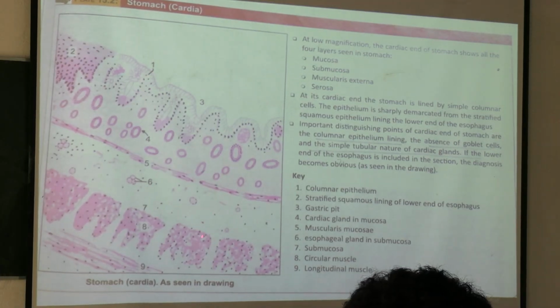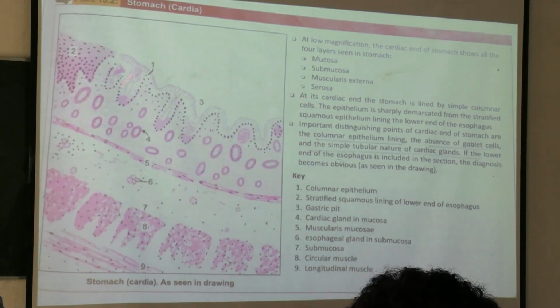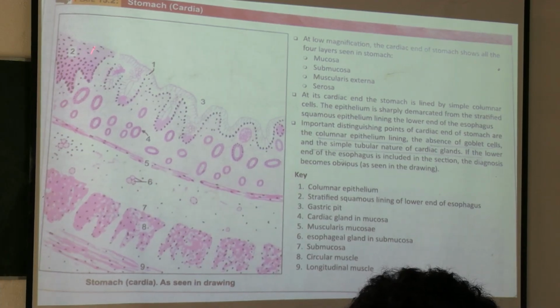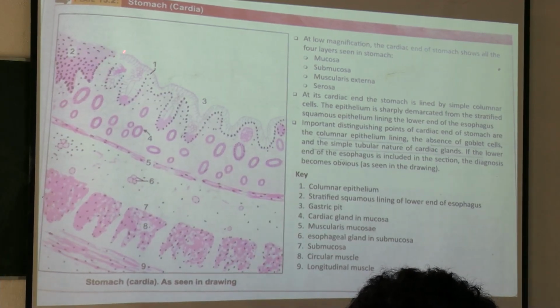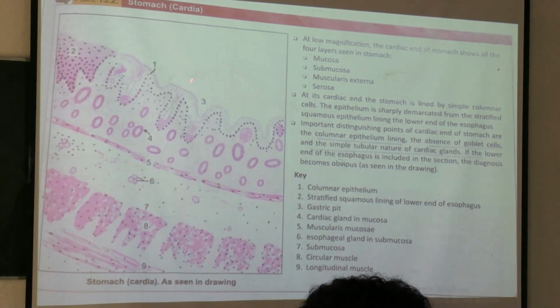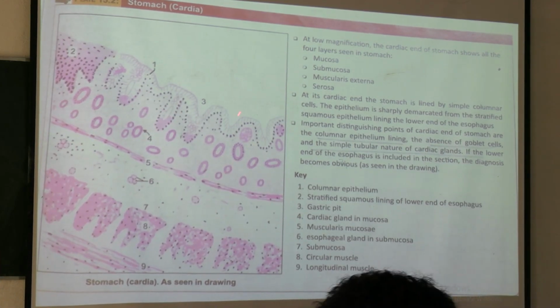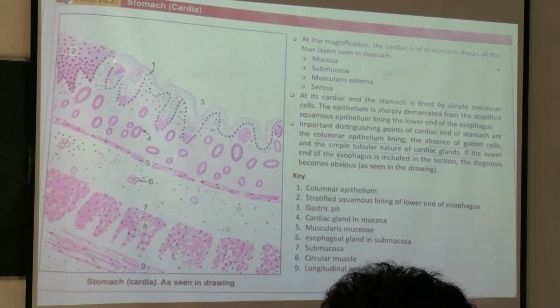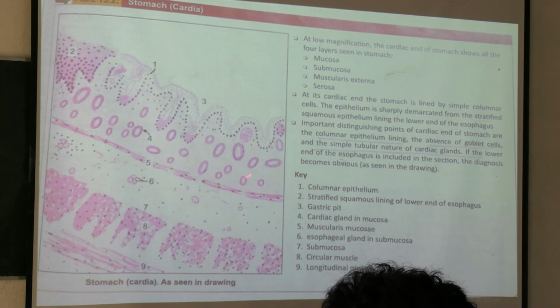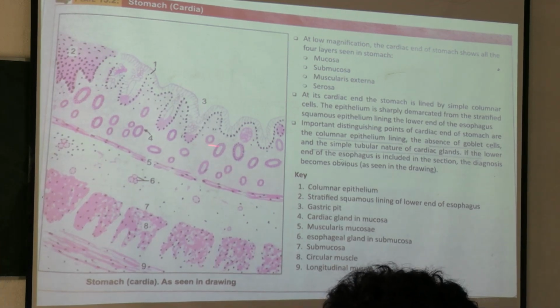So this is a schematic presentation. This is the gastroesophageal junction, cardiac end. See, this is stratified squamous non-keratinized epithelium. After that, columnar epithelium has begun. Okay, and from here some invaginations, these are the gastric pits. And after that the lamina propria, and these are the gastric glands, sections of the gastric glands.